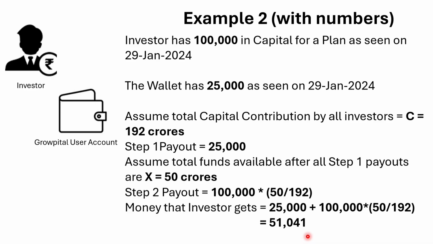So that's about it. These are just some theoretical calculations based on what I anticipate is to be the likely payout plan proposed by Growpital to SEBI. It of course remains to be seen whether SEBI and or SAT will allow this plan. Thank you.